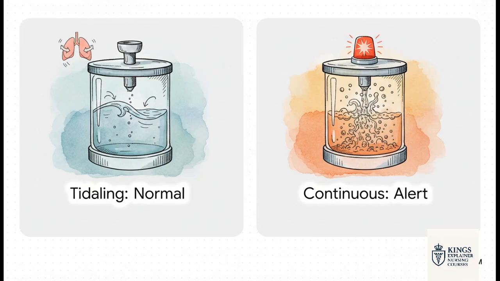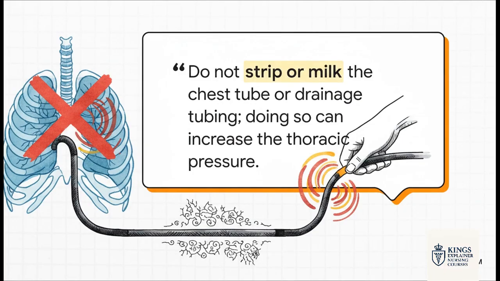Now, the other thing you might see is continuous bubbling. Not just a few bubbles, but a constant, steady stream. If you see that, that's an alert. It almost always means there's an air leak somewhere in the system, and you need to play detective and find it. Okay, quick public service announcement.